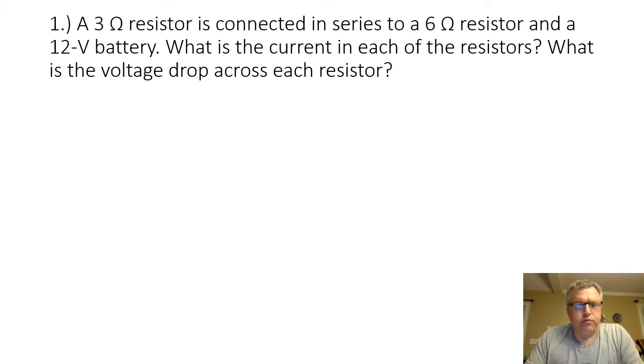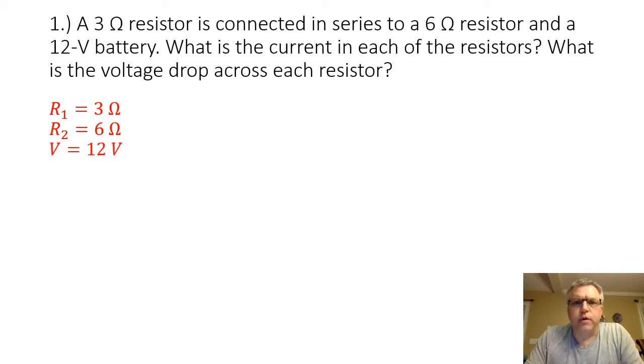But let's start with problem number 1. We have a 3 ohm resistor connected in series to a 6 ohm resistor and a 12 volt battery. What is the current in each of the resistors, and what is the voltage drop across each resistor? Let's take a look at what we're given here. We're given first a 3 ohm resistor. Then our resistor 2 is 6 ohms, and the voltage of the battery is 12 volts.